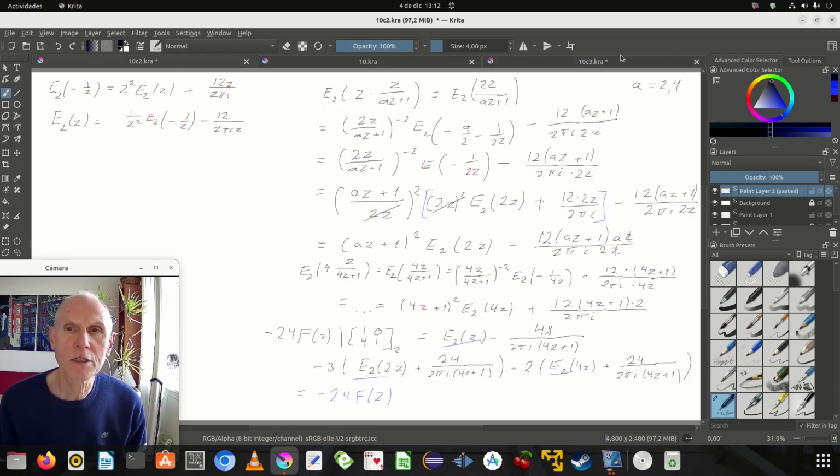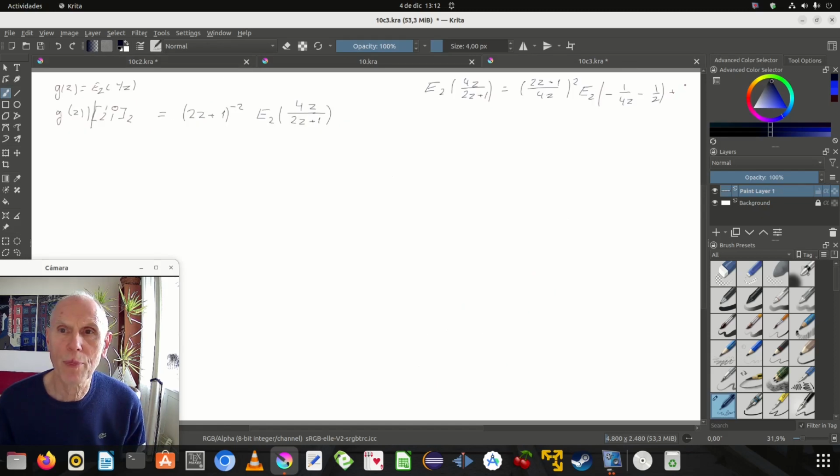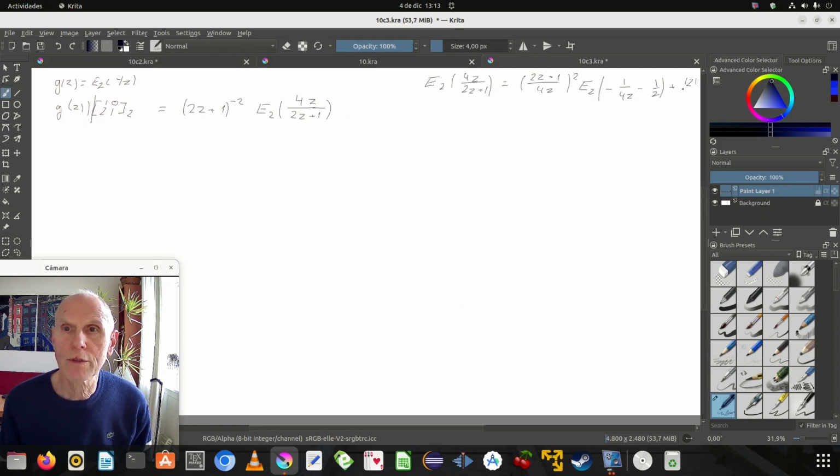And then plus 12 something divided by 2 pi i, etc. But this is the guilty party. The rest ought to vanish when we put it all together. But this minus 1/2, I don't know what to do with that.